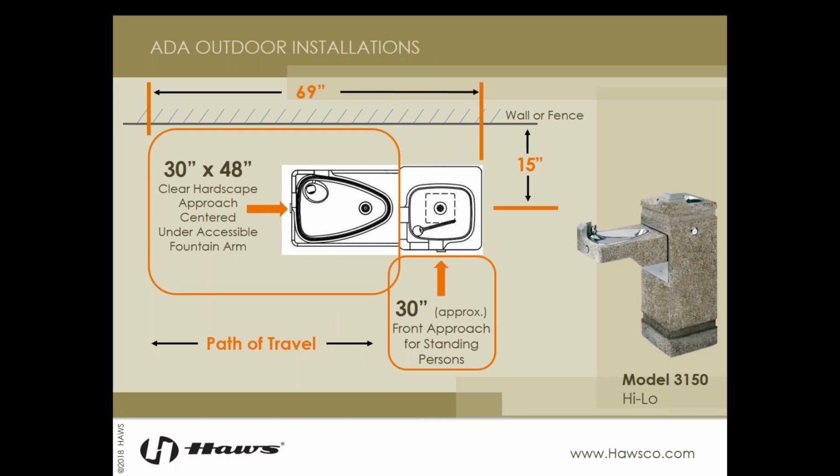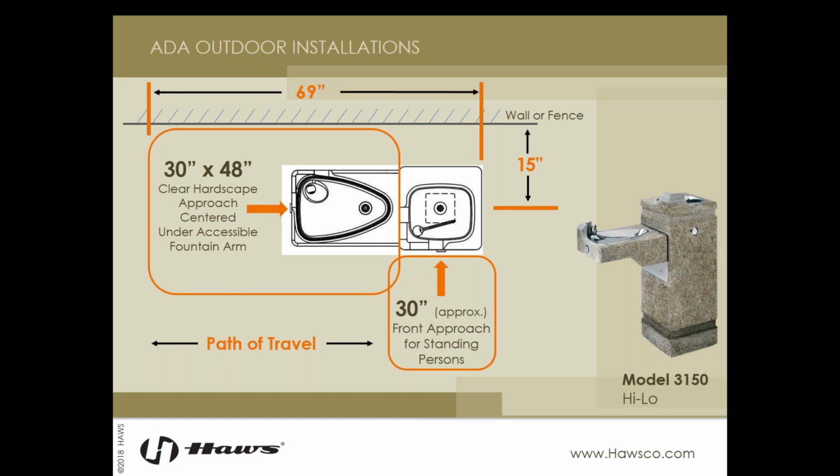If the fountain is positioned against a wall, building, railing, whatever, etc., then it must be positioned so that the center line of the wheelchair accessible fountain is a minimum of 15 inches from that wall to accomplish our 30-inch clear ground space. And of course, 48 inches out from the base of the fountain, giving us our clearance underneath the fountain and enough space for the wheelchair.